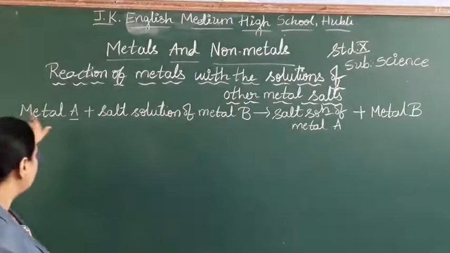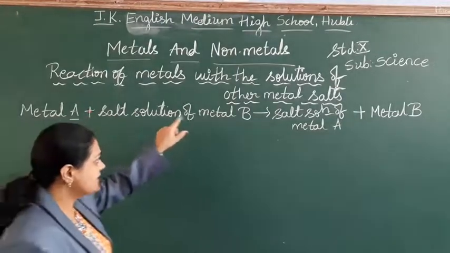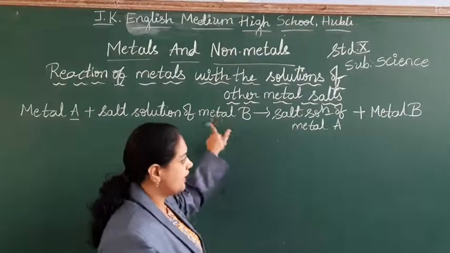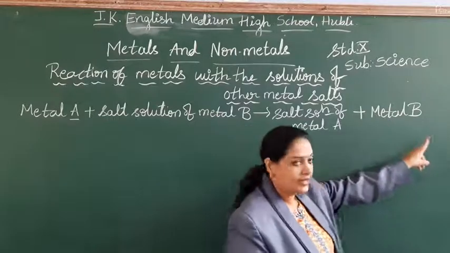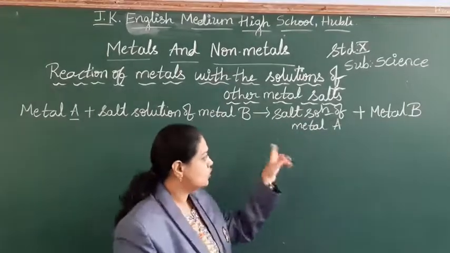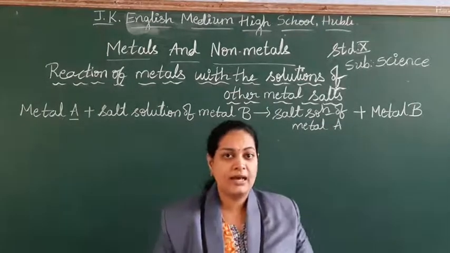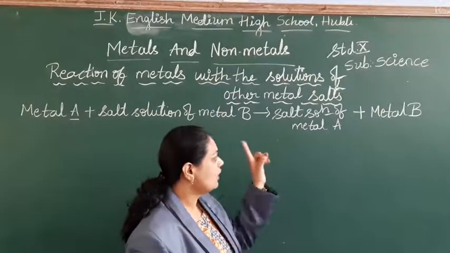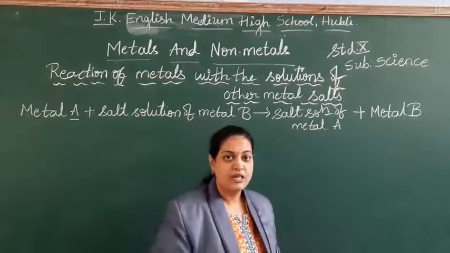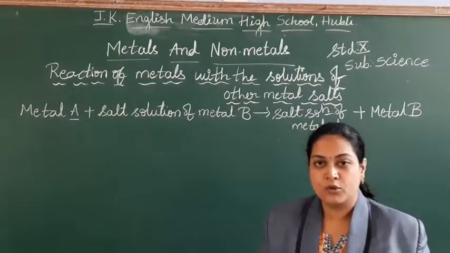So if the metal A is more reactive, it will displace the metal B. That is why on the product side you are getting the metal B, and metal A reacts with the salt solution of the metal B. Now you can write it as the salt solution of the metal A. If you are confused with this statement, take down an example, you will come to know.